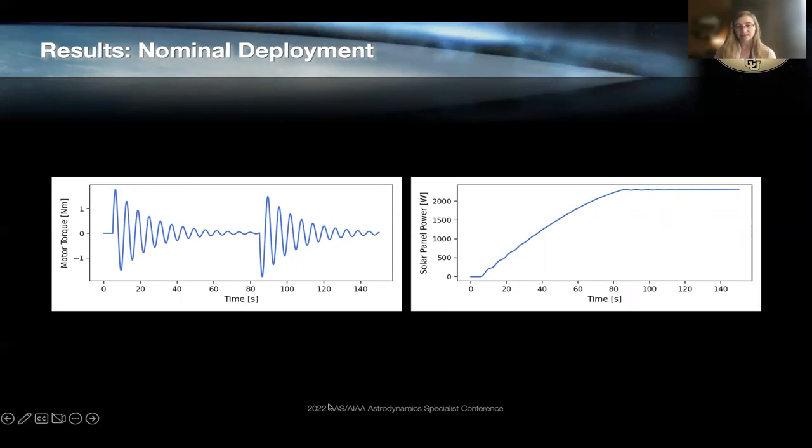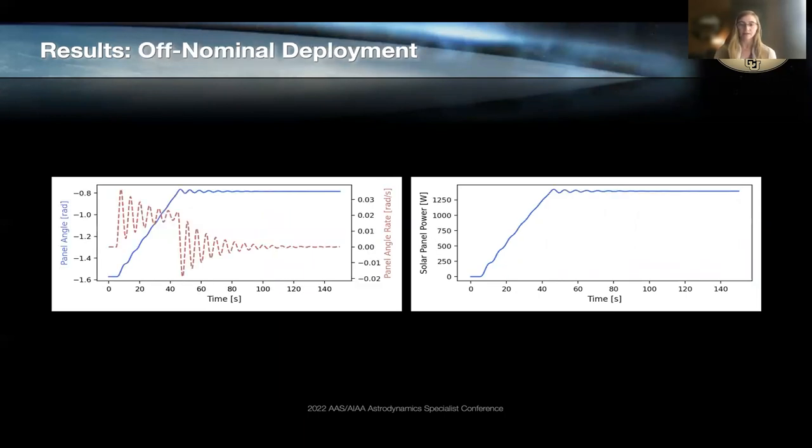Last but definitely not least, you can see the solar panel power. Even in the beginning, you can see that those pretty small oscillations in the panel are causing ripples in the power generation. And then there's a smoother period here when the panel is deploying a little bit more smoothly. Of course, it's not linear for the power because you have this cosine of the angle relationship. And then it settles into a steady state power generation at the end. So that's what the nominal case looks like.